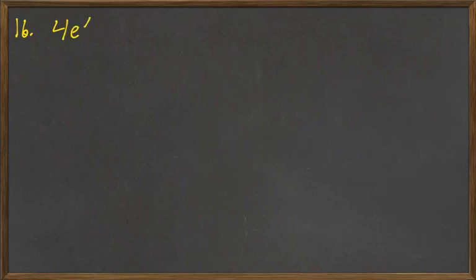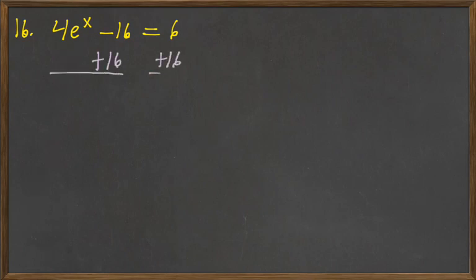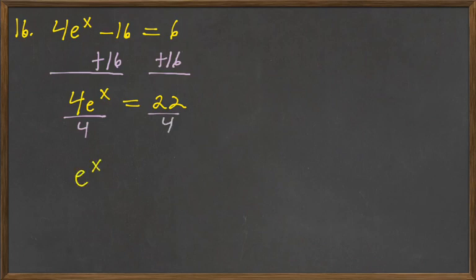Okay, so 4e to the x minus 16 is going to be equal to 6. Now, mind you, the exponential expression is only the e to the x. It's the base and the exponent there, so we're going to isolate that. So the first order of business is to add 16 to both sides. So you have 4e to the x is equal to 22. Get rid of that 4 by dividing by 4. e to the x is equal to 11 over 2.